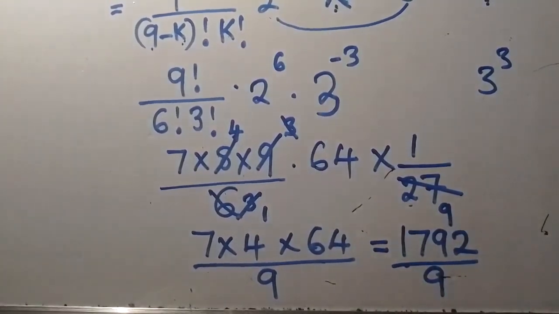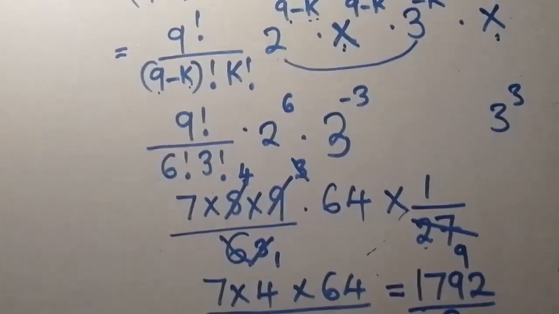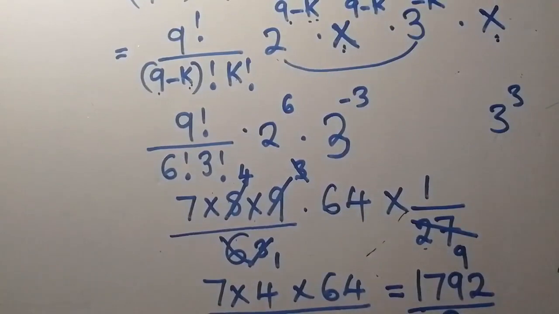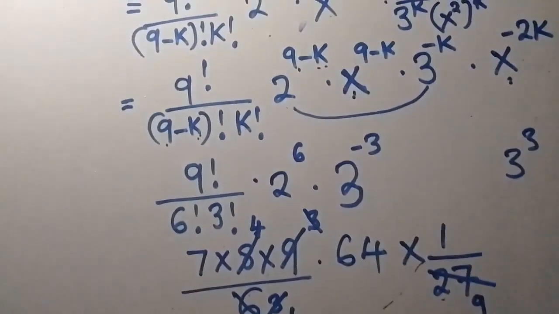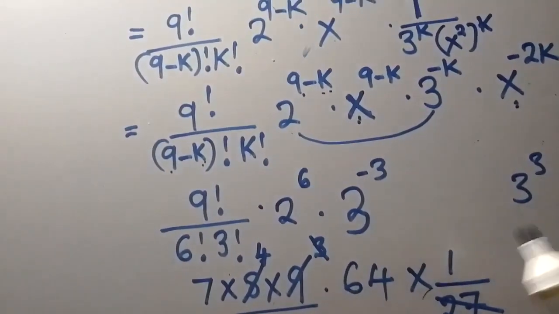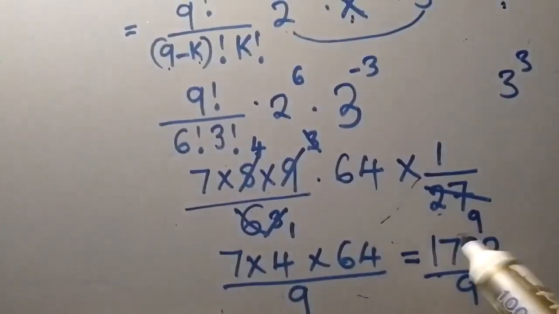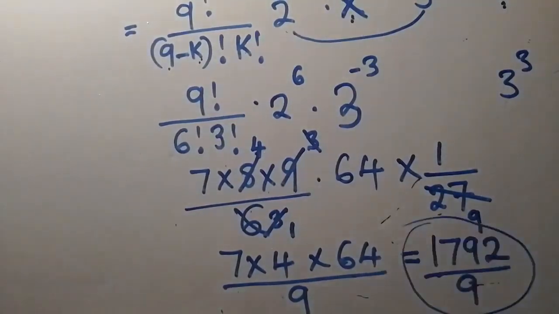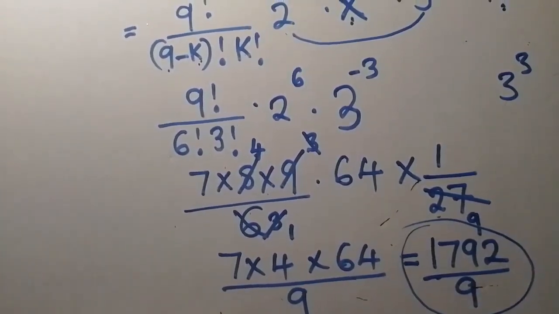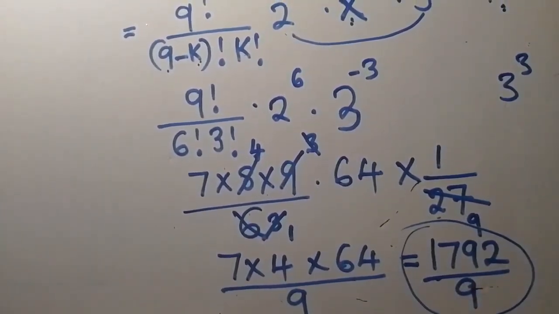So if we go back to our question where we had to find x, the independent term is this. This is our answer. This is the independent term. Have you seen? That is our independent term. That's how we get to calculate it.